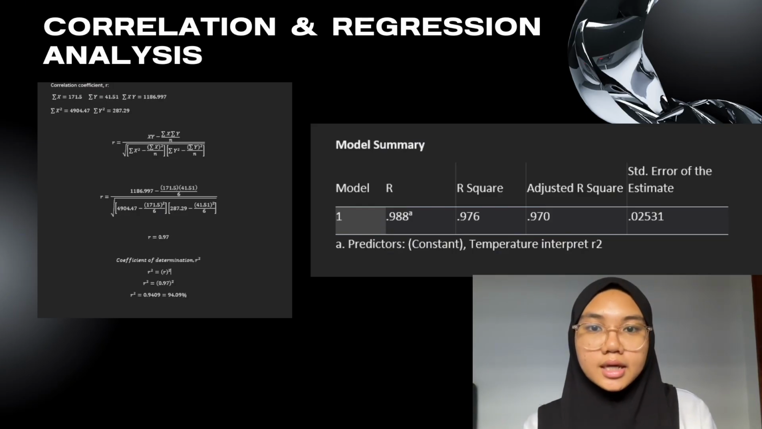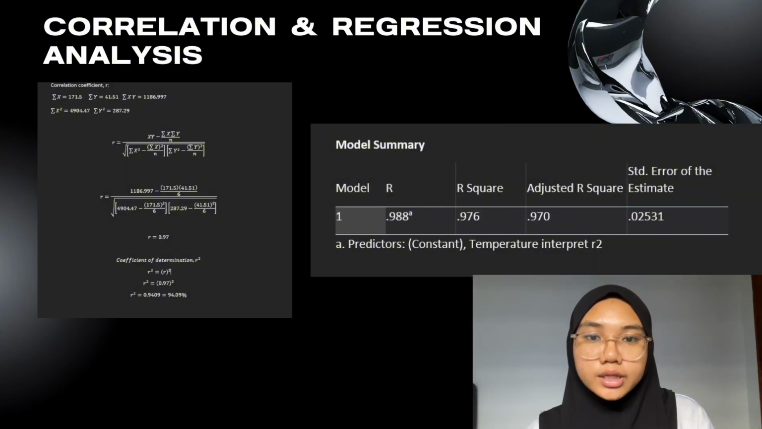For the mode, the most frequent temperature is 27.8 degrees Celsius and the most frequent pH value is 6.72. Correlation and regression analysis. First, we need to find the correlation coefficient R and substitute into the formula. We got R equals 0.97. Next, we need to find R squared, the coefficient of determination, and we got the answer of 94.09%.